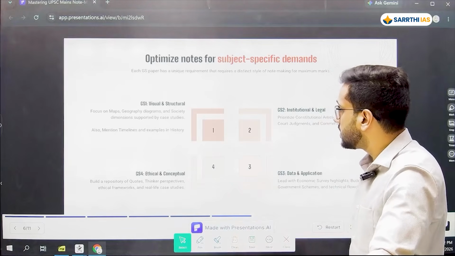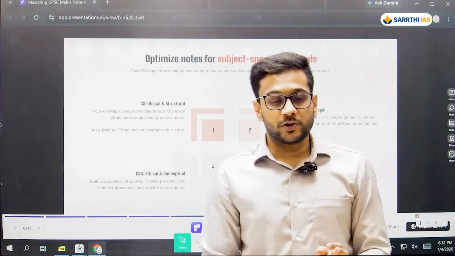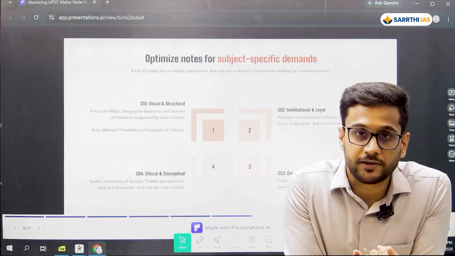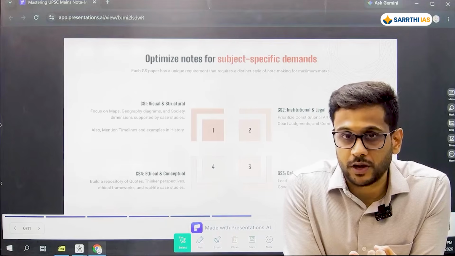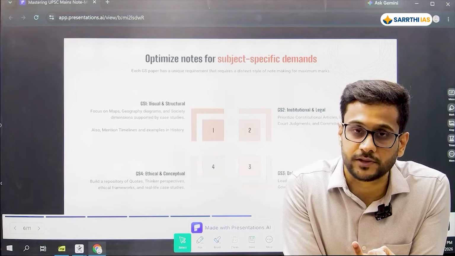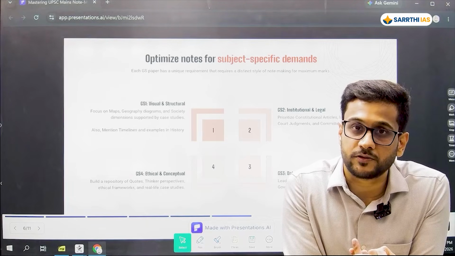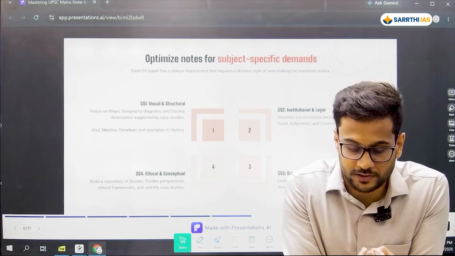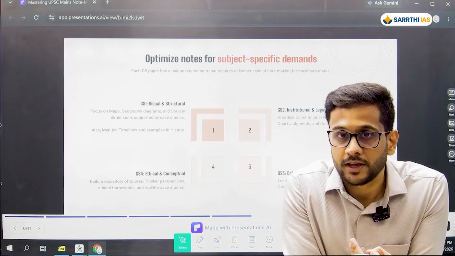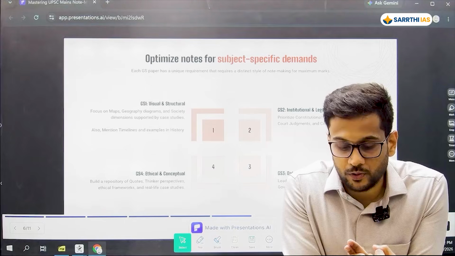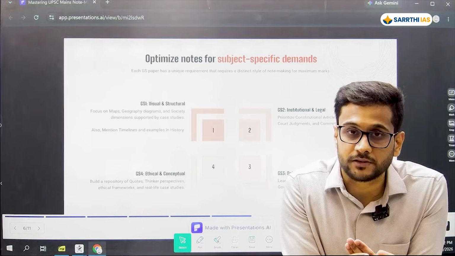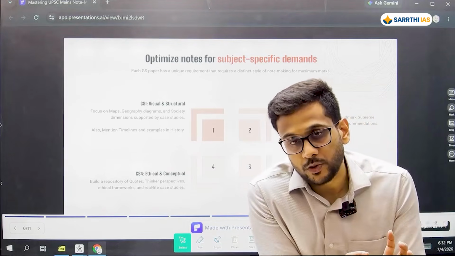Then comes GS4. In GS4, the first and foremost thing is that you have to collect definitions of important keywords that should come into your notes. Then the second head should be thinkers and philosophers. You have to collect some of the quotes from the thinkers and philosophers. Then the third thing is you have to be well versed with some of the philosophy, some of the theories. You have to consolidate those things. Then some of the real life examples of civil servants should also come into your notes.